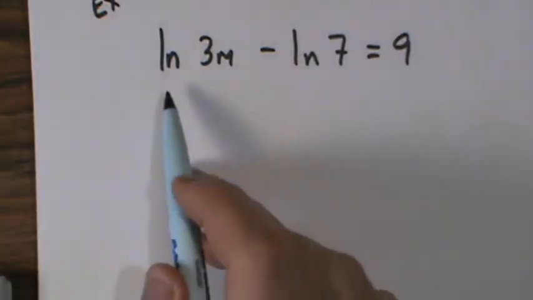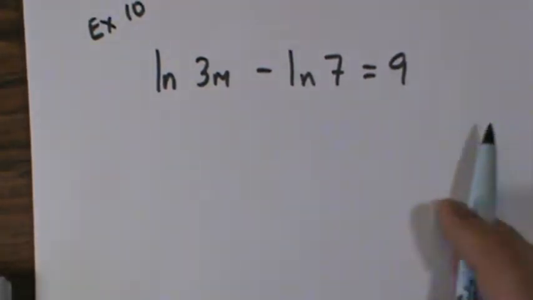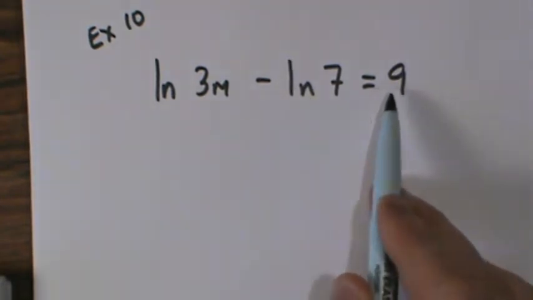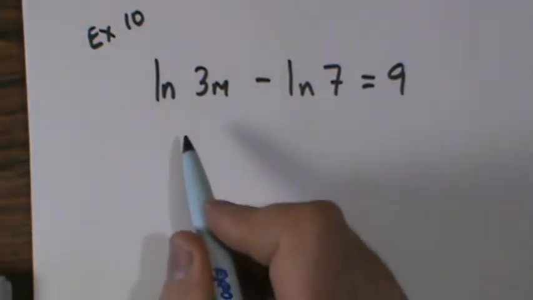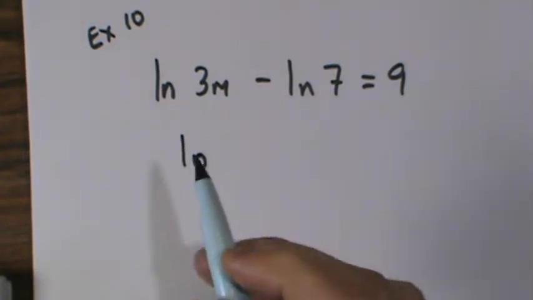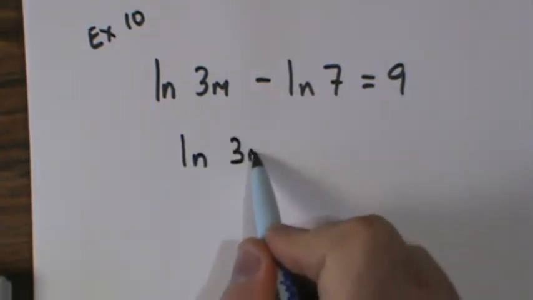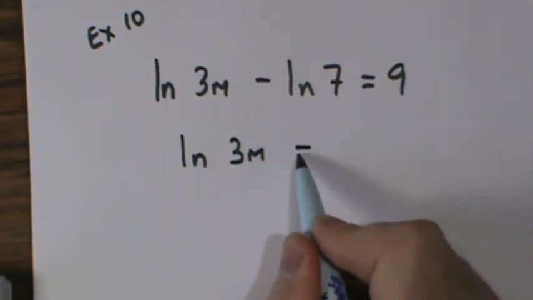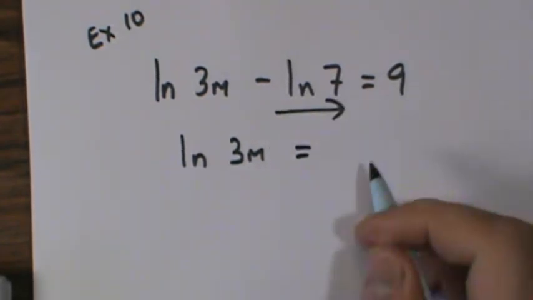So let's do another example here. I got an example 10. And we're going to jump to the natural log. So here I've got a natural log in the problem. It says the natural log of 3m minus natural log of 7 equals 9. And really what we're testing for is, do you recognize this natural log of 7? It's just a number. So I can take it to the other side of the equation.